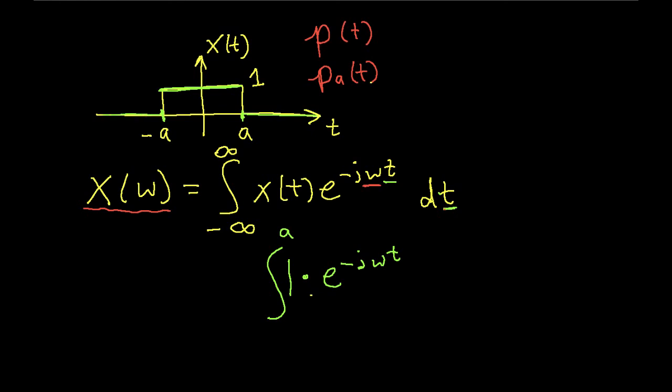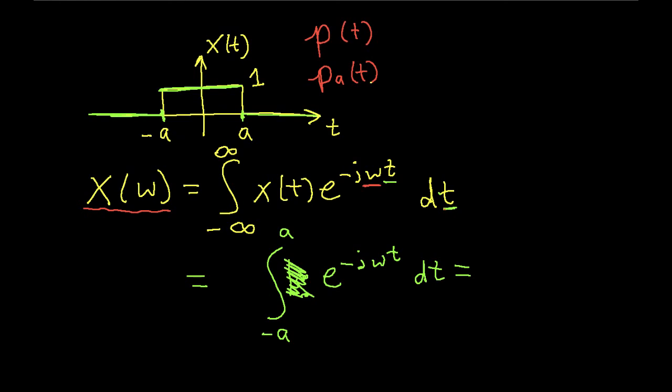And for values of t less than negative a, x of t is 0, which means that the integrand from -infinity to negative a will also be 0. So I can write this whole integral as the integral from negative a to a, 1 times e to the minus j omega t dt. And to make things a little easier, since we're multiplying by 1 here, we'll just cross that out. We don't want it to get in the way. Okay, so now I can work this integral.